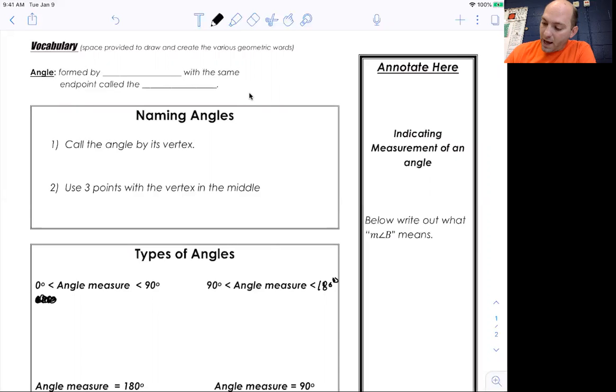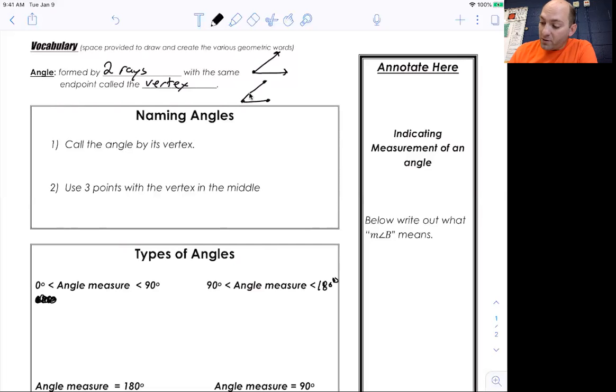It is formed by two rays with the same endpoint called the vertex. So I said two rays. That's what this looks like right here. Here's a ray, and here's a ray. So that's an angle. But in all honesty, I can make angles in a few other ways too. I could just do two line segments. Okay? It doesn't have to be two rays, it can be two line segments.